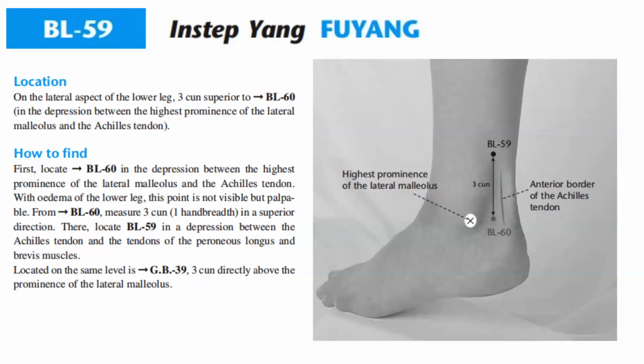How to find bladder 59? First, locate bladder 60 in the depression between the highest prominence of the lateral malleolus and the Achilles tendon. With edema of the lower leg, this point is not visible but palpable. From bladder 60, measure 3 chun, which is 1 hand breadth, in a superior direction. There locate bladder 59 in a depression between the Achilles tendon and the tendons of the peroneus longus and brevis muscles. Located on the same level is GB 39, 3 chun directly above the prominence of the lateral malleolus.